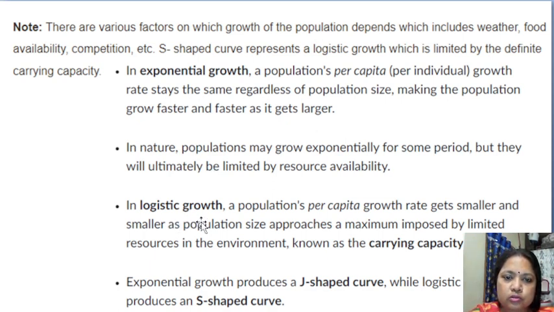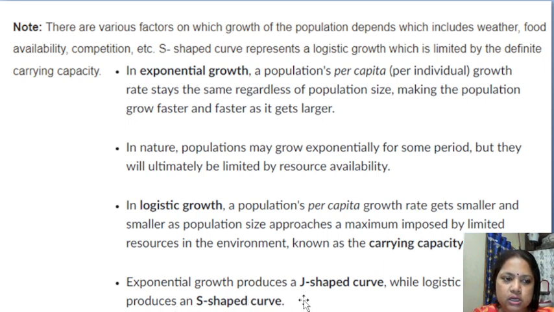In logistic growth, so you have two types of growth: one is exponential growth, another is logistic growth. A population's per capita growth rate gets smaller and smaller as population size approaches a maximum imposed by limited resources in the environment, known as the carrying capacity. So every ecosystem has some carrying capacity, meaning beyond that no one can exist. Exponential growth produces a J-shaped curve, while logistic growth produces an S-shaped curve.